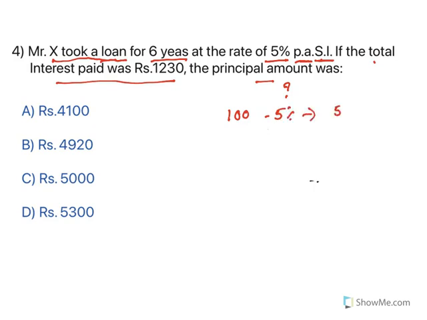So every year he will be getting 5 rupees, 5 rupees, 5 rupees. This is what the simple interest logic is. Now let us understand the question again. He has taken a loan for 6 years at 5% interest, and he has received 1230 rupees. See, 1230 rupees is received over a period of 6 years. So because it is simple interest, what will be the interest per year?